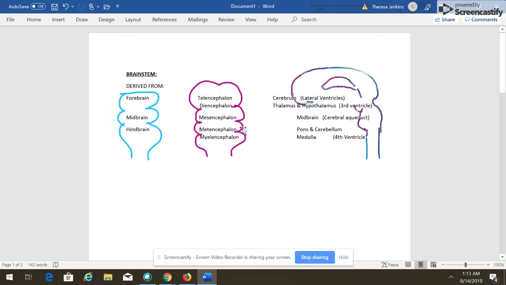Now, as the fetus continues to grow, we're going to start to see features of the adult brain. So the telencephalon is going to become the cerebrum, and the telencephalon is also going to give rise to the lateral ventricles. The diencephalon is going to become the thalamus and the hypothalamus, and also contribute to the formation of the third ventricle. Now, the mesencephalon ultimately becomes the midbrain and gives rise to the cerebral aqueduct. The metencephalon becomes the pons and the cerebellum, and the myelencephalon becomes the medulla, and both the metencephalon and myelencephalon give rise to the fourth ventricle.